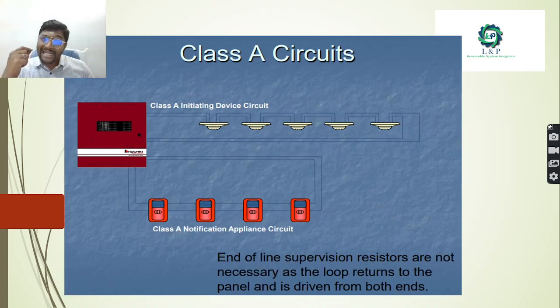But when you go for a class A circuit, as you can see, we have 5 detectors from the fire alarm control panel, but here we are not using any end of line resistance. Instead of that, we are closing the loop in the panel itself. It means that the entire loop returns to the panel, so it will be driven from both the ends.